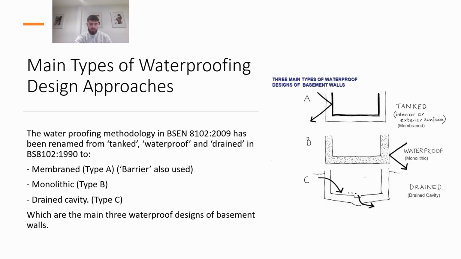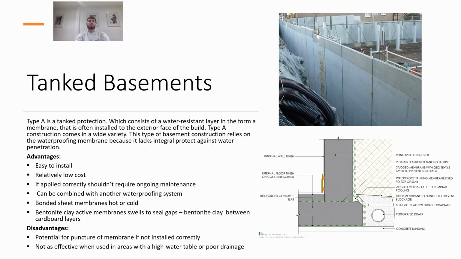There are three main types of waterproofing designs, which are membrane type A, monolithic type B, and drain cavity type C. Firstly, there is type A, which is tank protection, which consists of a water-resistant layer in the form of a membrane. This is often installed to the exterior face of the build. Type A construction comes in a wide variety. This type of basement construction relies on the waterproofing membrane because it lacks integral protection against water penetration.